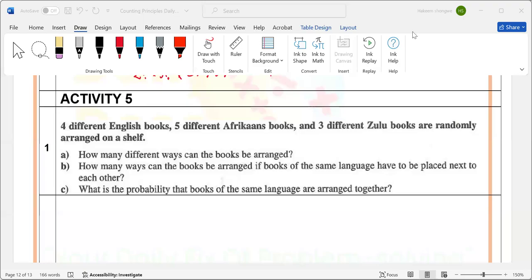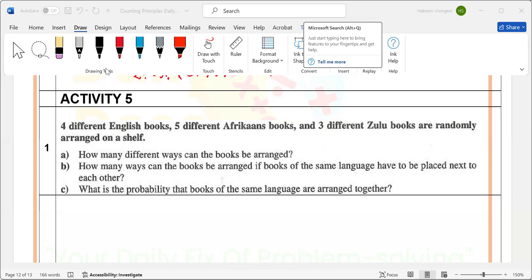They say we have 5 different English books. Oh, 4. We have 5 different Afrikaans books, and then we have 3 different Zulu books, randomly arranged on a shelf. That's number 1, English. And then they say, how many different ways can the books be arranged?